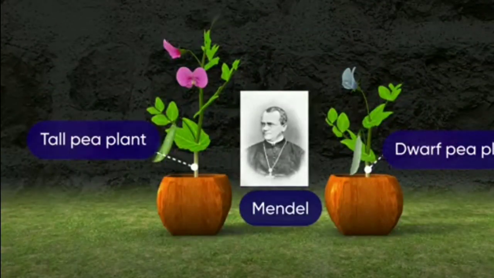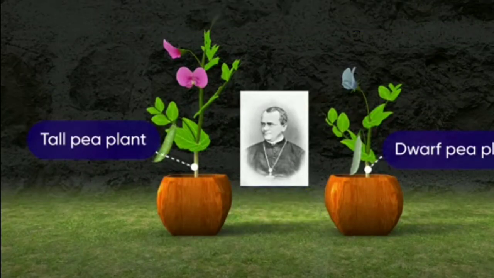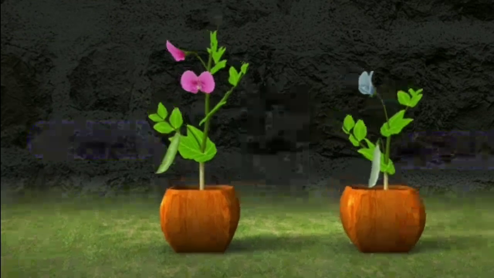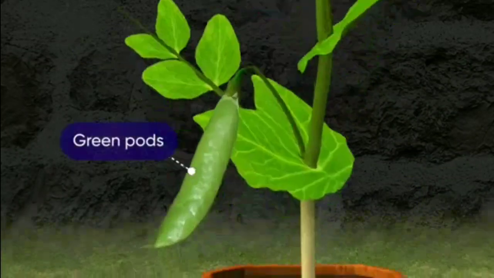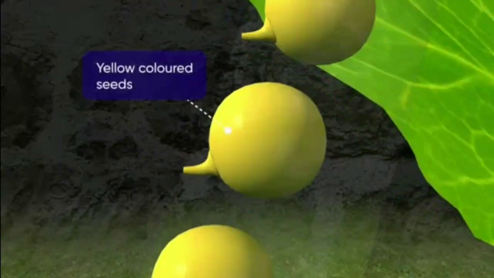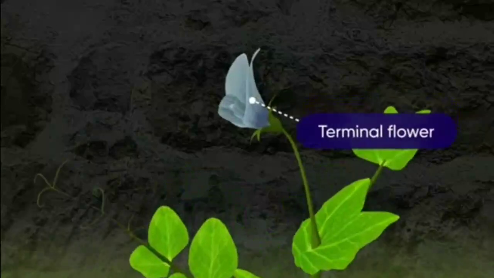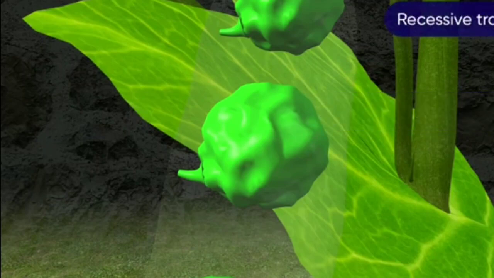Mendel performed experiments with garden pea as its experimental material. He differentiated certain characters in pea plants as dominant and certain characters as recessive depending on the frequency of their occurrence in subsequent generations. Mendel verified experimentally that tall plants, axillary flowers, green pods, round seeds and yellow-colored seeds were dominant traits. Mendel verified experimentally that dwarf plants, terminal flowers, yellow pods, wrinkled seeds and green-colored seeds were recessive traits.